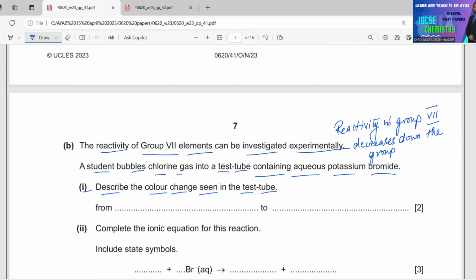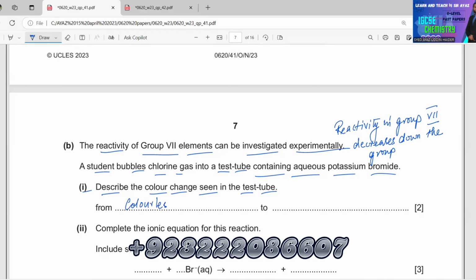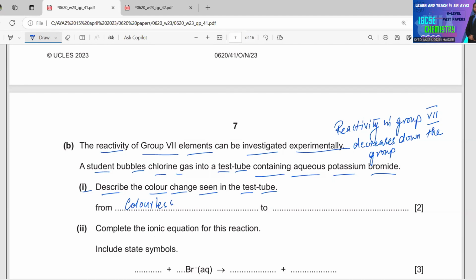So if you bubble chlorine gas into a test tube containing aqueous potassium bromide, definitely the reaction will take place. Initially the color will be colorless. So it will change, and it indicates the formation of bromine. Bromine in the aqueous solution is orange. So you write orange here.